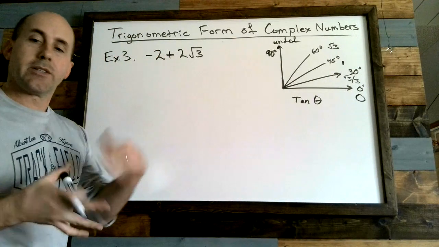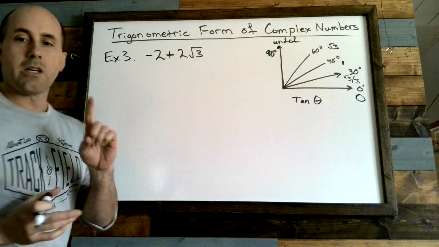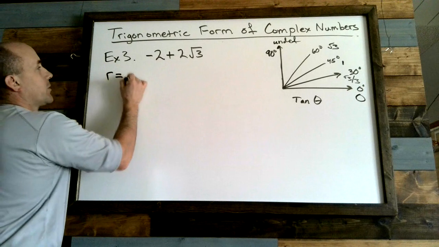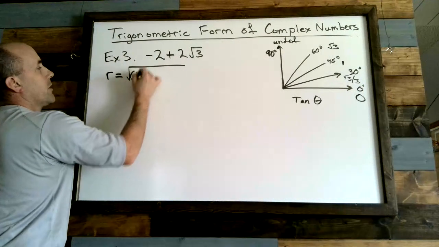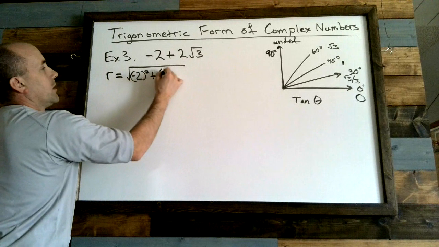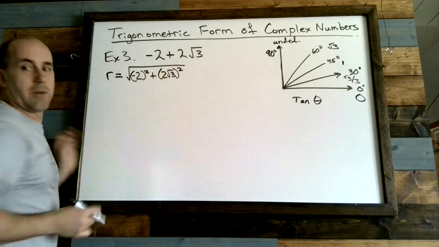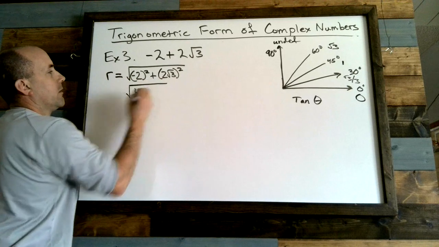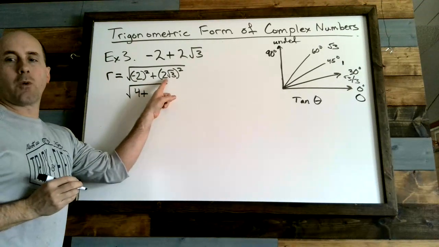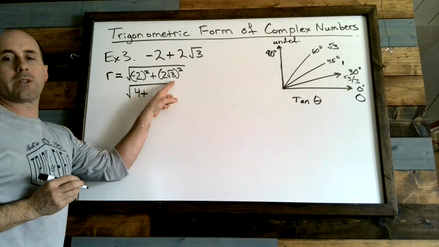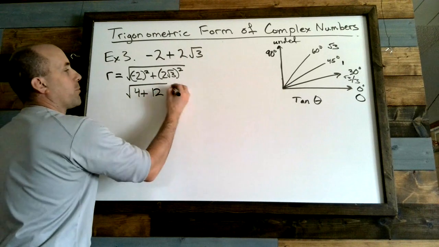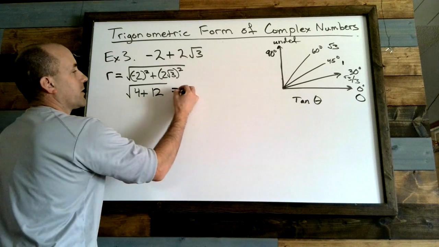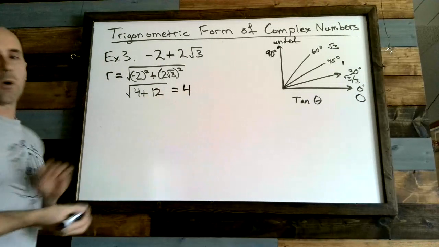We want to place this in trigonometric form. I need to find r. r is equal to the square root of (-2) squared plus (2 roots of 3) squared. (-2) squared is in fact 4. Then 2 squared is 4, the root of 3 squared is 3, 4 times 3 is 12. 4 plus 12 is, you got it, 16. The square root of 16 is 4. So r is 4.